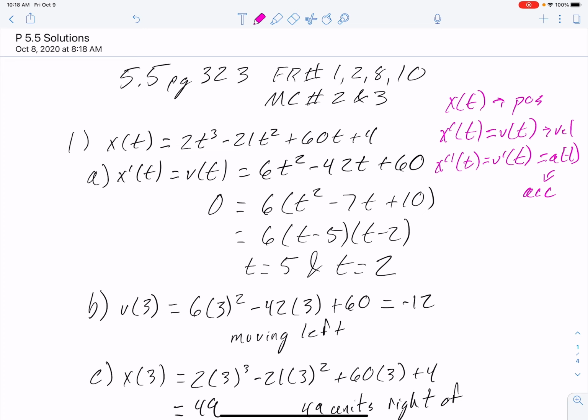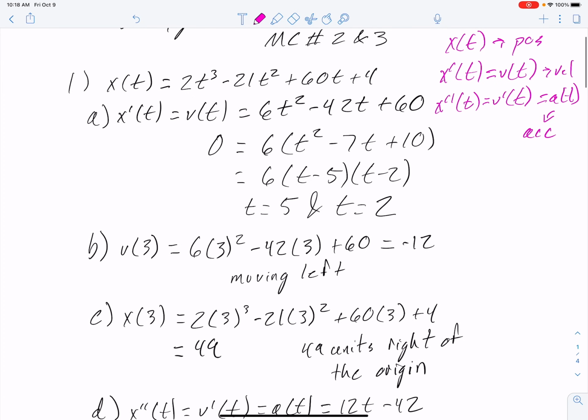All right, so in 1A, and I think for 2 as well, it asks when is the particle stopped? Well, if the particle is stopped, I want the velocity to equal 0. If I want velocity, I'm taking the derivative of position. So I use my power rule, derivative of 2t cubed, derivative of negative 21t squared, derivative of 60t, and then of course the derivative of 4 is 0.